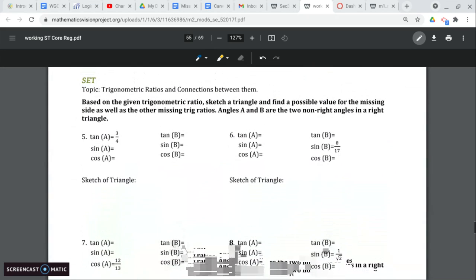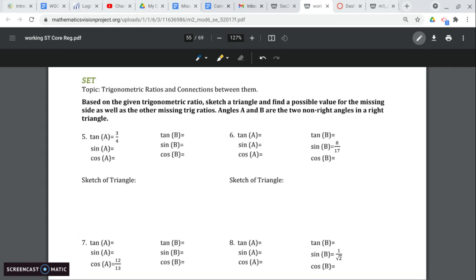The next section is looking at trigonometric ratios and connections between them. Trigonometric is your key word for this lesson. Based on the given trigonometric ratio, sketch a triangle and find a possible value for the missing side, as well as other missing trig ratios.